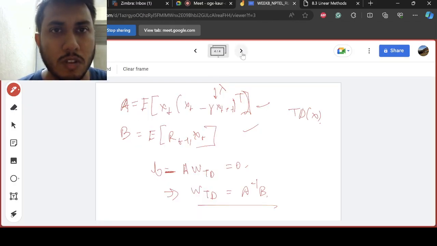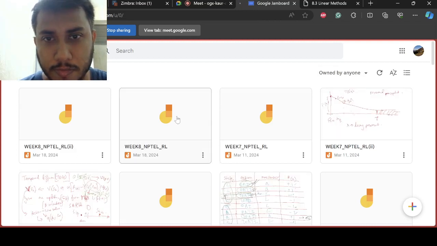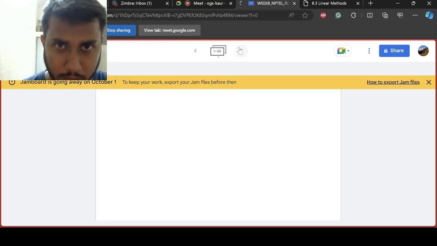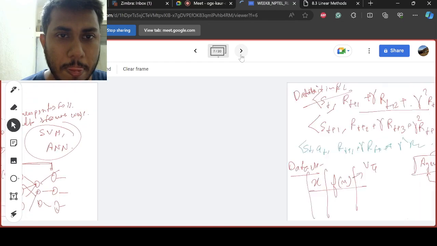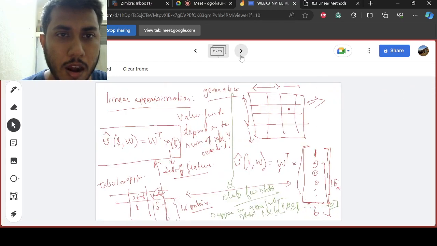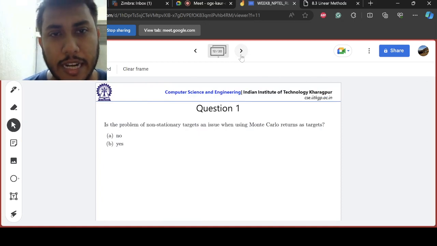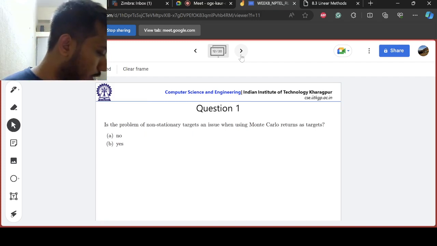Okay. So let's now solve this week's questions. This is question number 1. Is the problem of non-stationary targets an issue when using Monte Carlo returns as targets?